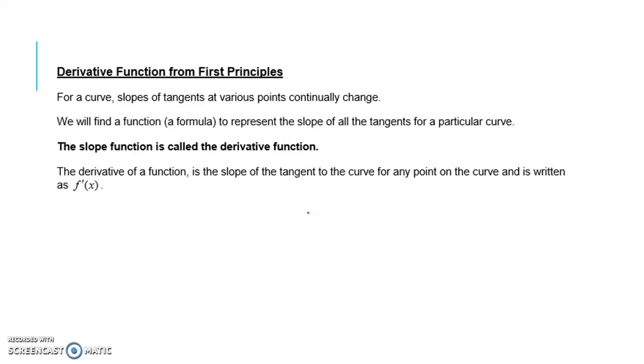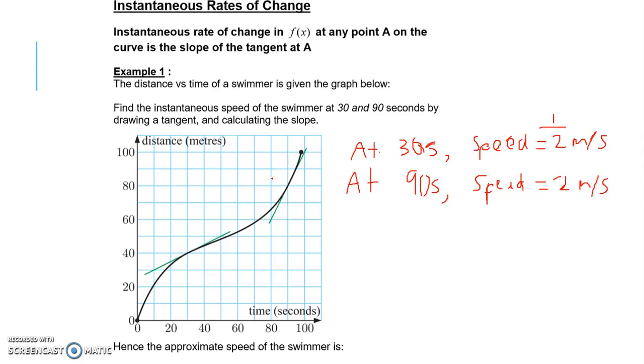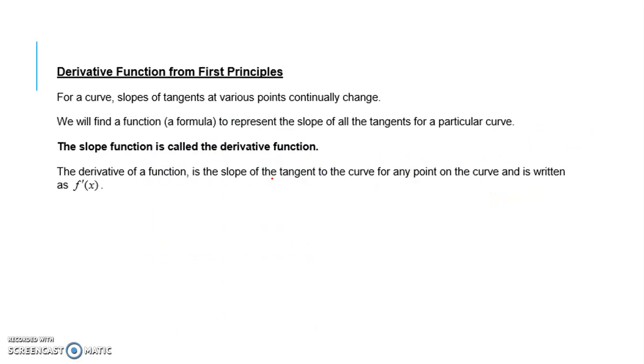So, as we know, for a curve, if you were to take the slope of tangents, they're constantly changing. Tangents are constantly moving, and at any point you'd have a different tangent. So what we can actually find is an actual function, or a formula, that represents the slope of all the tangents on that curve. And this is what we refer to as the derivative.